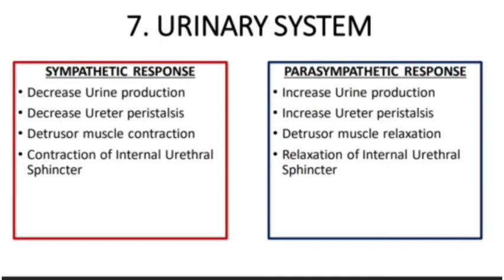Now let's talk about your urinary system. So under a sympathetic response, what your body wants is actually to inhibit or to postpone the process of micturition, voiding, or urination as much as possible. So to fulfill that response, you have here a decrease in urine production, a decrease in ureter peristalsis, your detrusor muscle will relax, and your internal urethral sphincter will contract. So all of these will contribute to postponing or delaying your voiding, micturition, or urination.